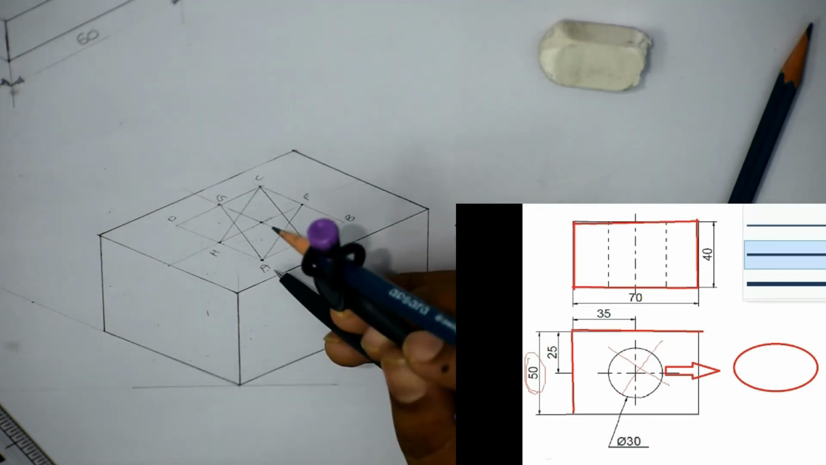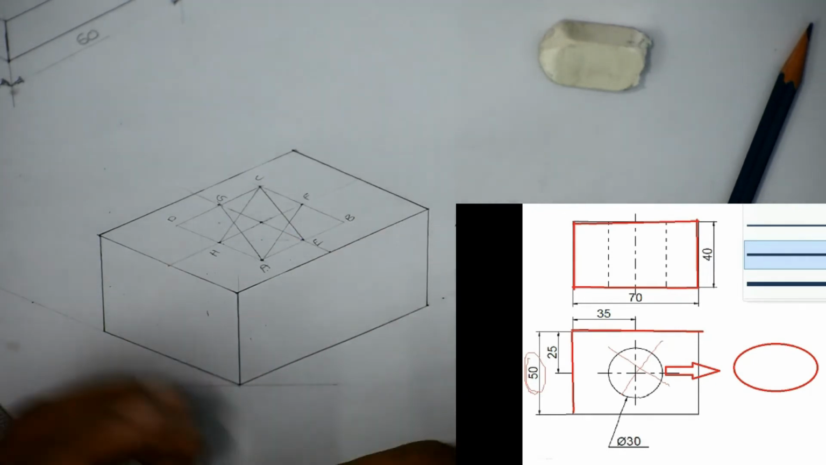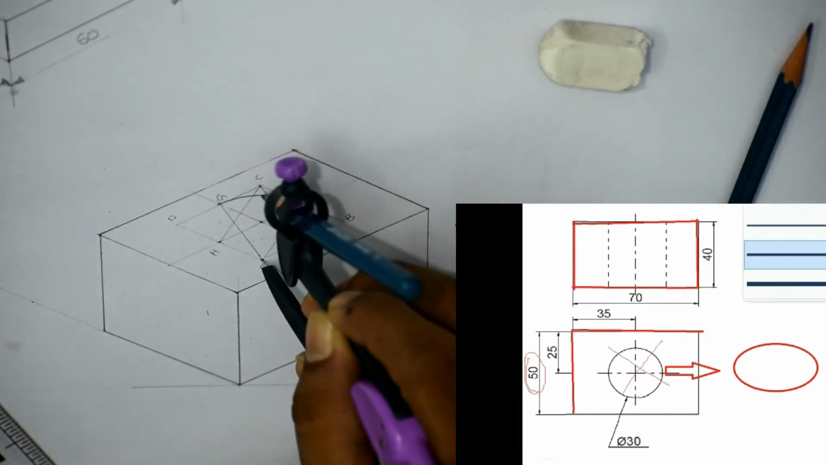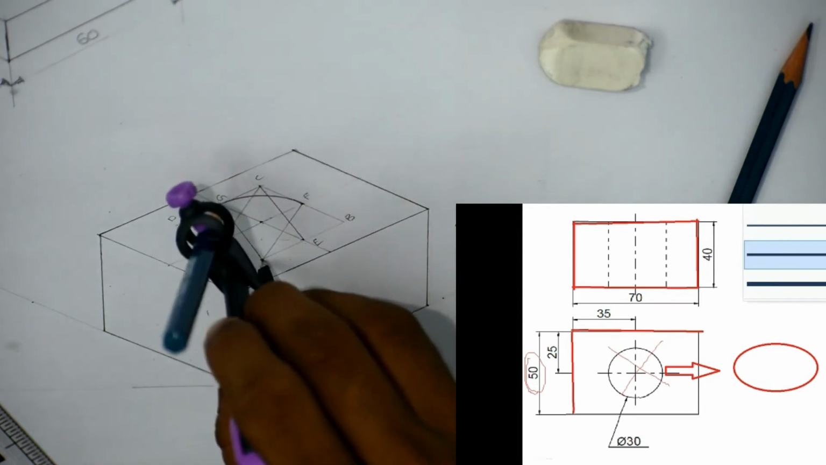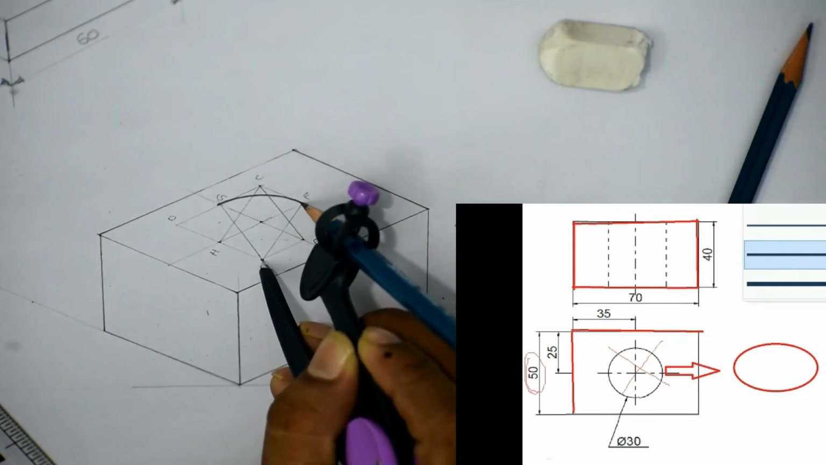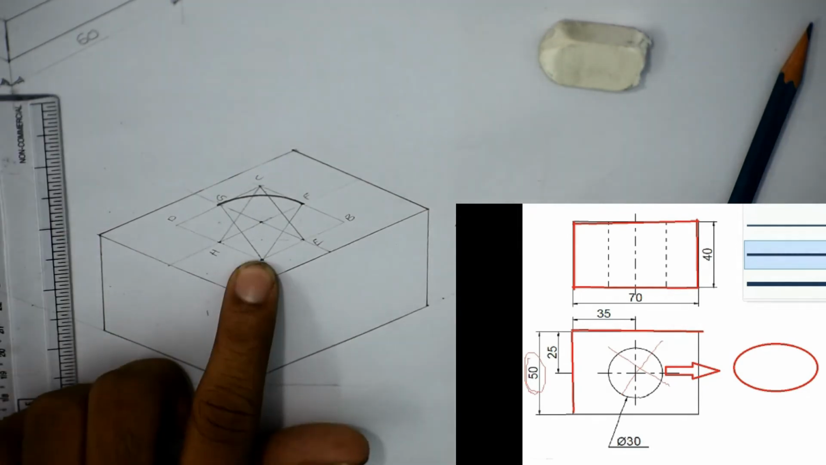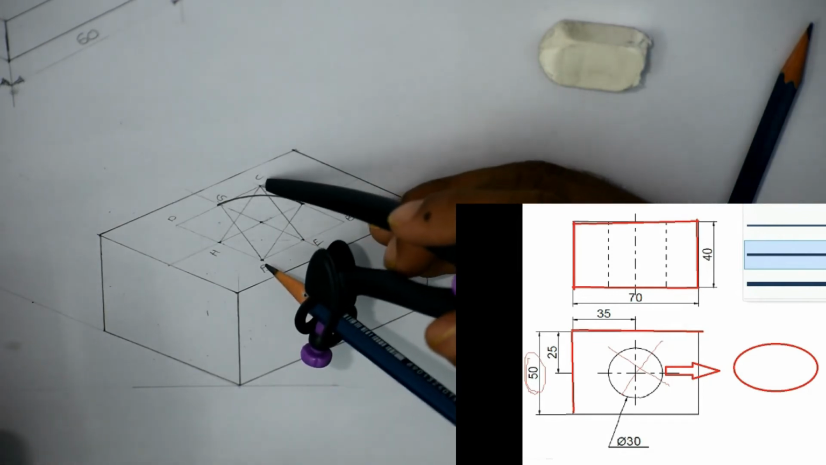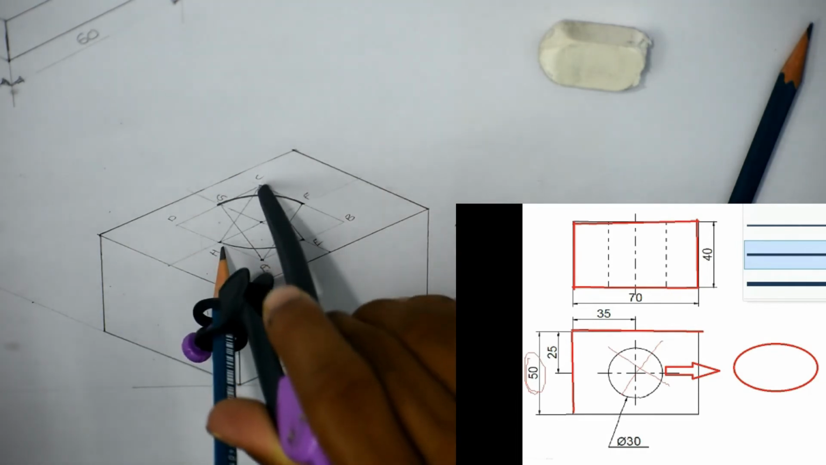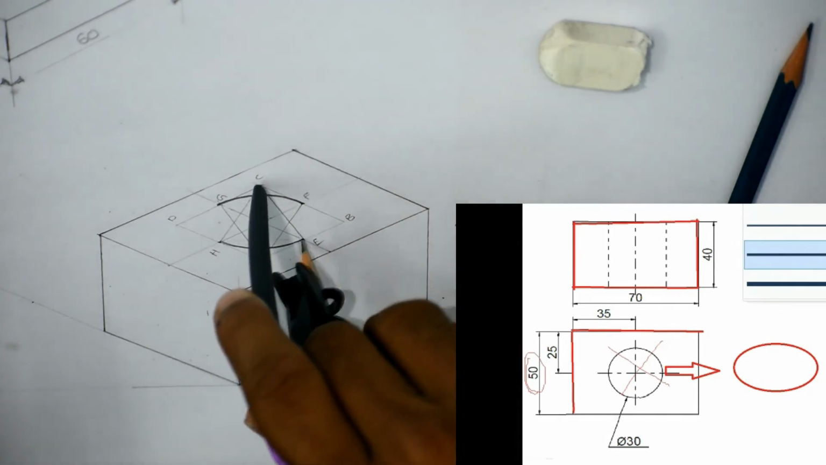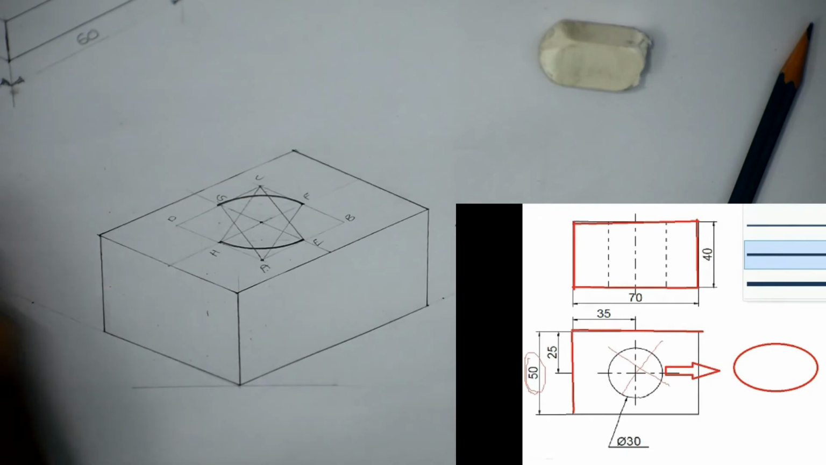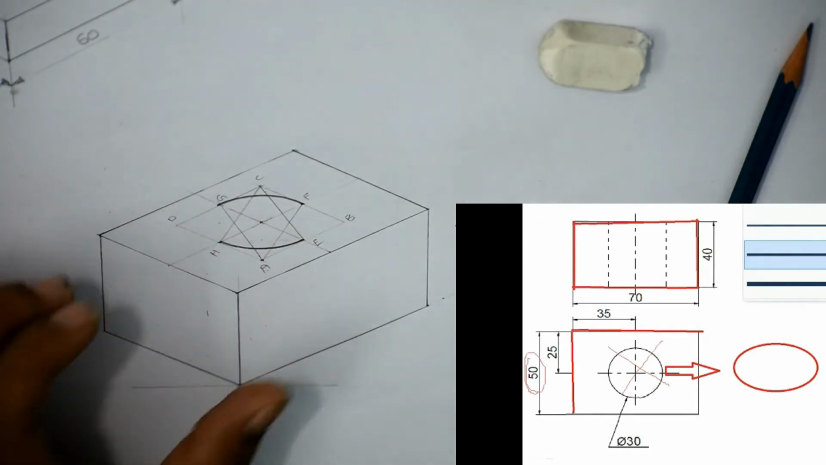Now with A as center, I will draw a curve till F. You see that a smooth curve is formed here. Now I am using the H pencil only. Clear? From A, G. Similarly from C also, I will join H and E points, again with the H pencil.